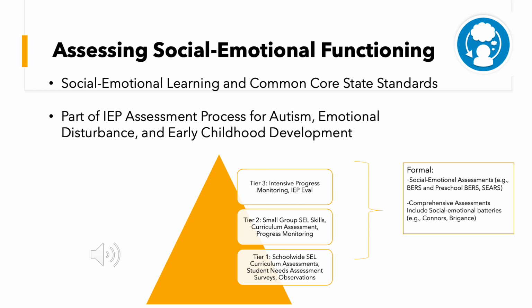All students with IEPs whose disability encompasses the need to improve social-emotional learning will receive ongoing assessment. Some formal social-emotional measurements are specific to social-emotional development, such as the Behavioral and Emotional Rating Scale for school age and preschool age, and the Social-Emotional Assessment and Resilience Scales. Other standardized assessments are broader in scope and include subtests, like the Connors and the Brigance assessments. Informal assessments, as noted, can include a school-wide student needs assessment, functional-based assessments, and curriculum-based assessments.